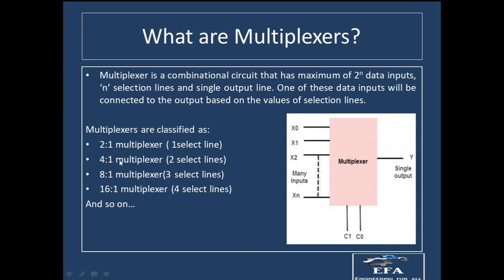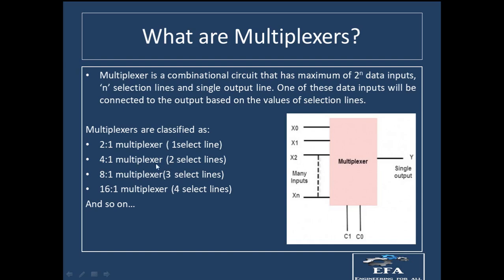Okay, let us take another example of the second type of multiplexer, that is 4 is to 1 multiplexer. Now in this you can see we're having 4 input lines, so 4 can be written as 2 power 2, right? So the 2 which is in the power, that is the number of select lines, right?